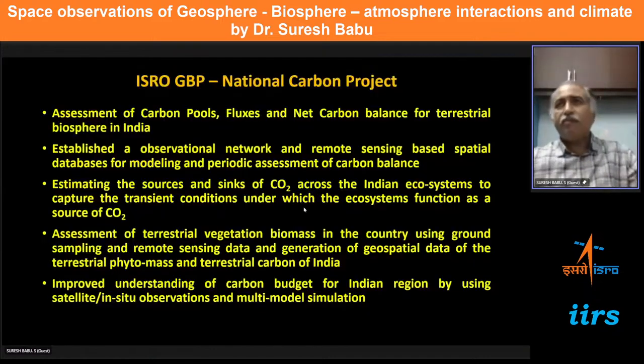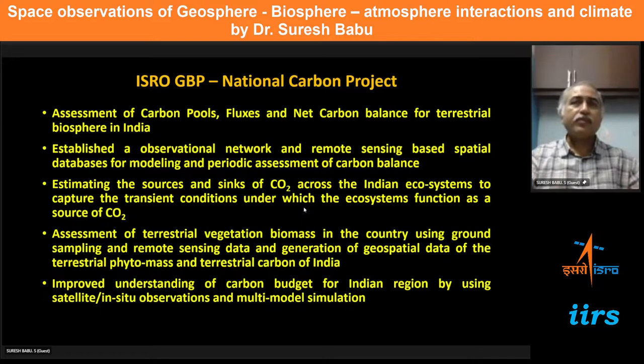And we have a project in ISRO called the ISRO GBP's National Carbon Project, basically to assess the carbon pools, fluxes, and net carbon balance of the terrestrial biosphere over India.